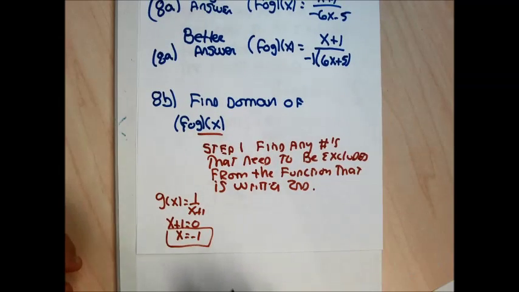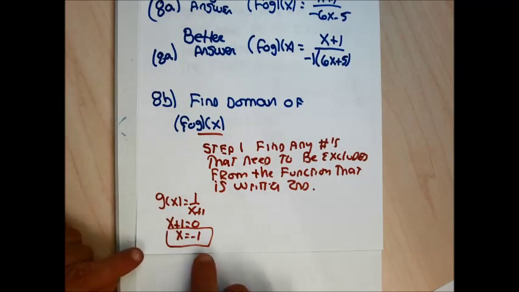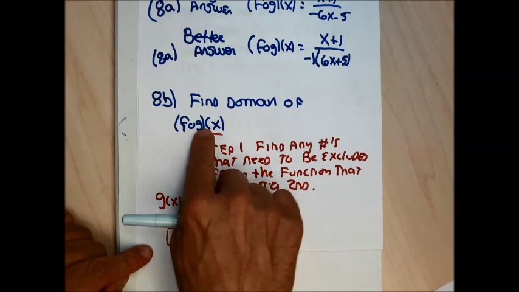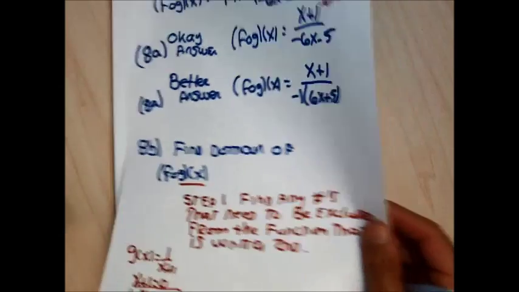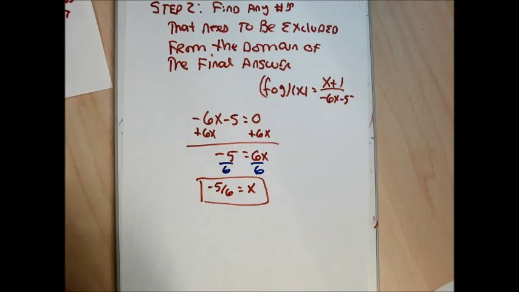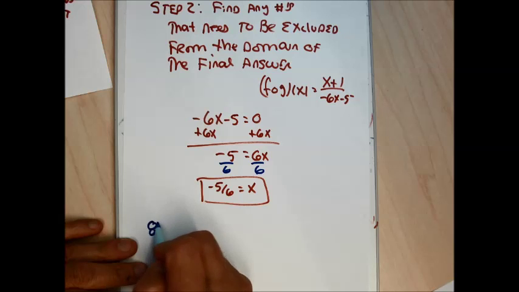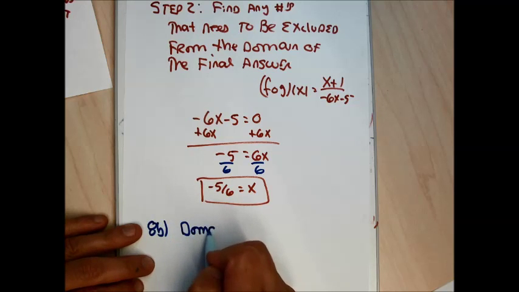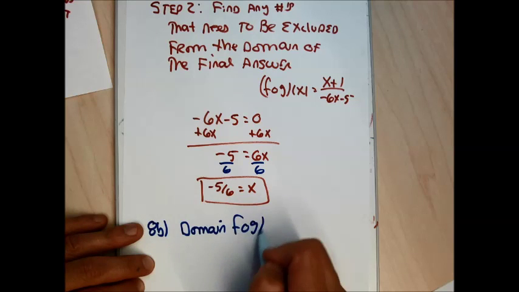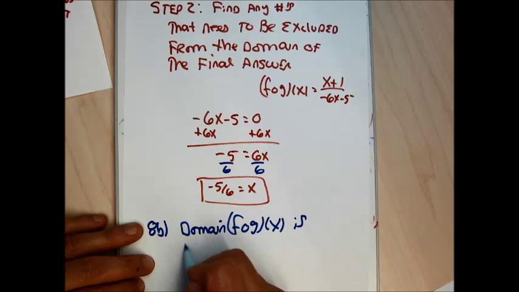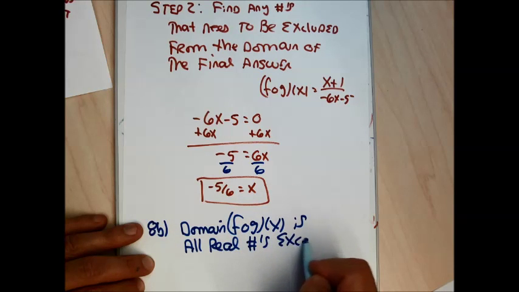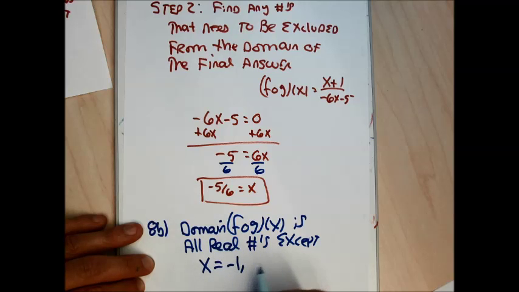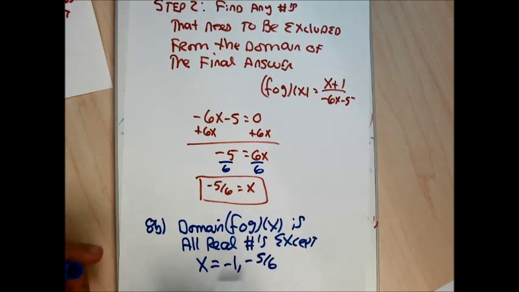The domain of this fraction, f composed with g of x, is going to be all real numbers except negative 1, the number that makes the function that's written second undefined, and negative 5/6, the number that makes the answer undefined. So as I go to write an answer for 8b, the domain of f composed with g of x is all real numbers except x equal to negative 1 and negative 5/6.